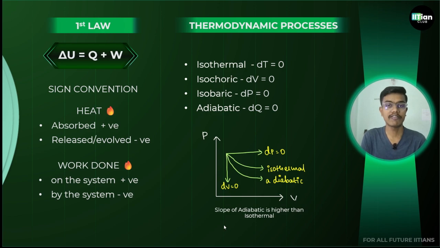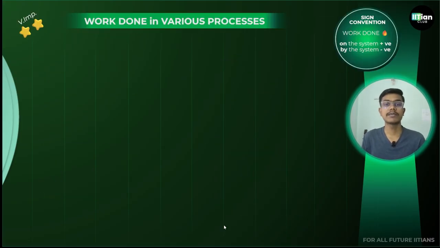And when you plot the PV graphs of these, you can see that in the isobaric process it's a constant line, a horizontal line, and in the isochoric process it is a vertical line. Isothermal and adiabatic, you can see a curve over there, and note that the slope of adiabatic is higher than the slope of the isothermal.